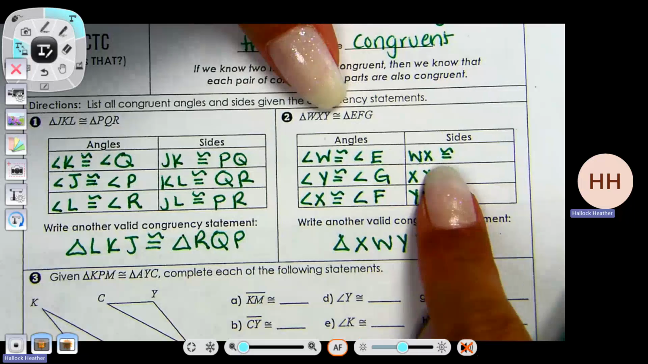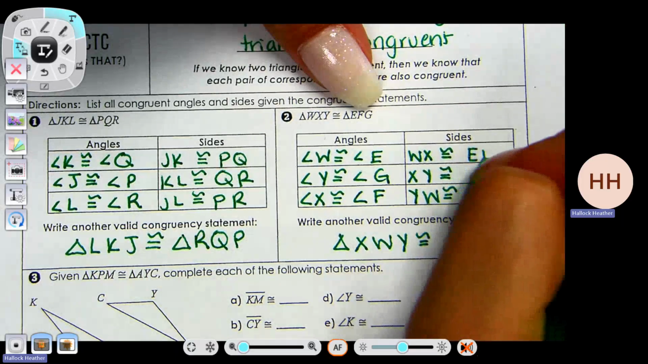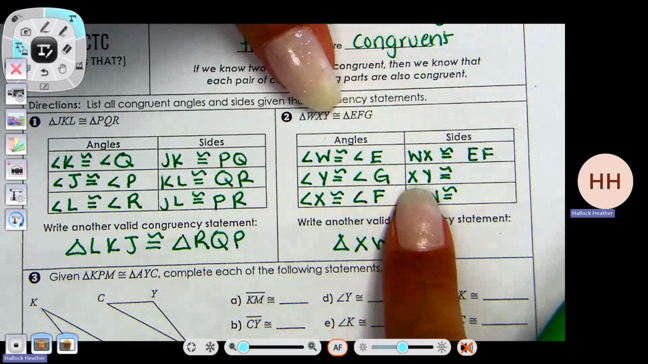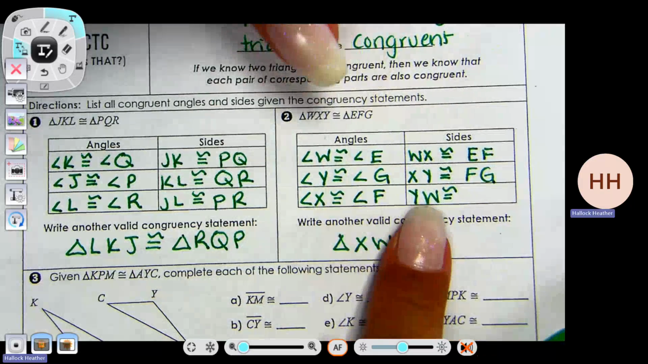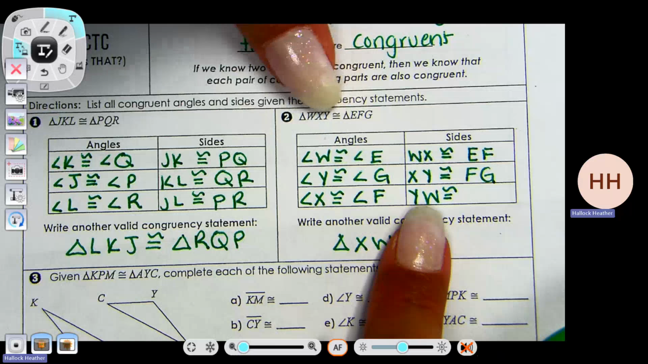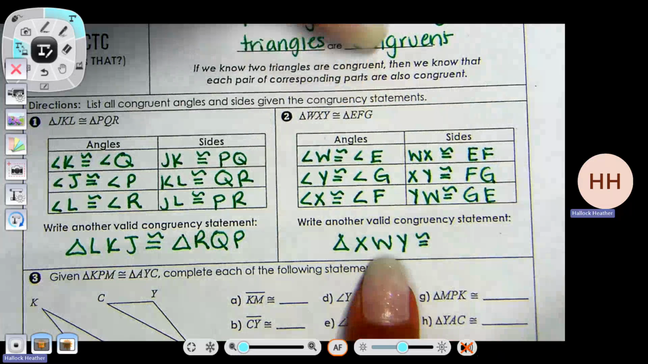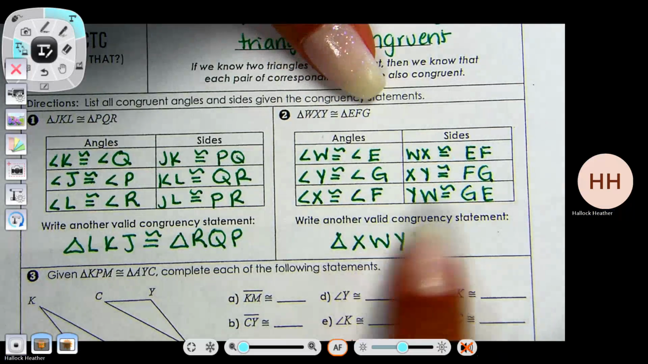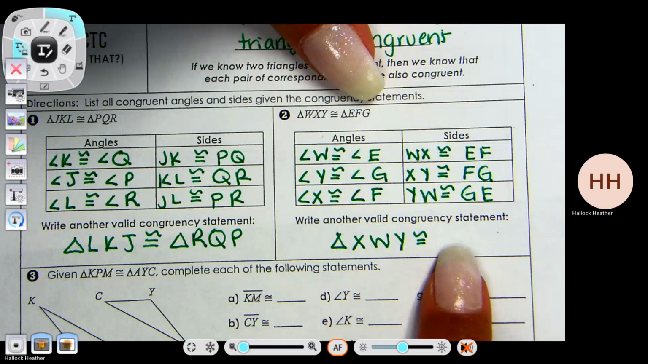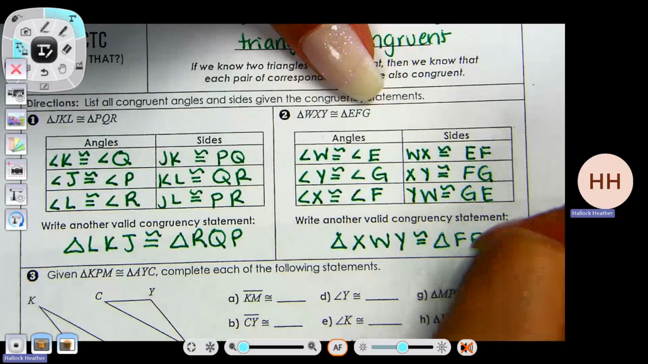Okay. The 2 sides are the harder ones. You have 2 letters. So you have WX. Those are the first 2 letters. So what do they have to match with? EF. Okay, we're getting somewhere. And then XY is the last 2 letters. FG. And then this one, I chose Y and W, which is last and first. So what's my last and first? G, E. Nice. And then if I rearrange it to X, W, Y: F, E, G.